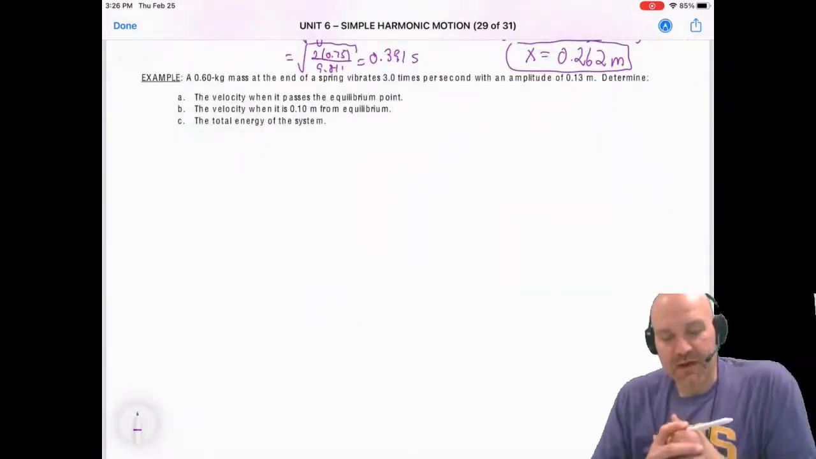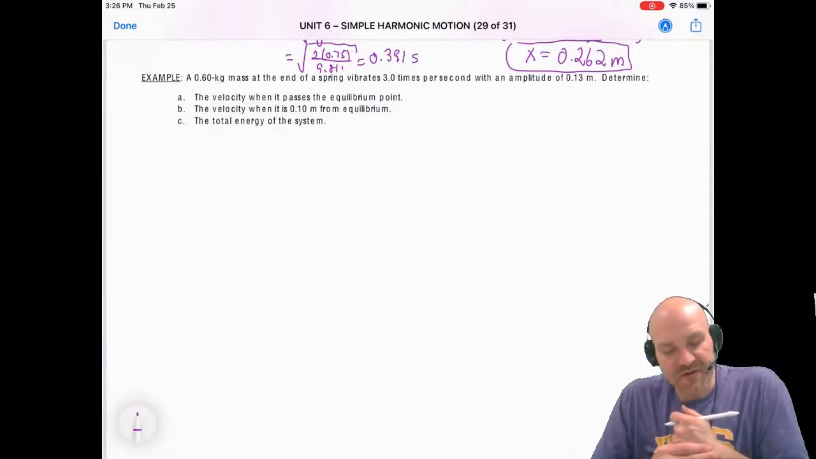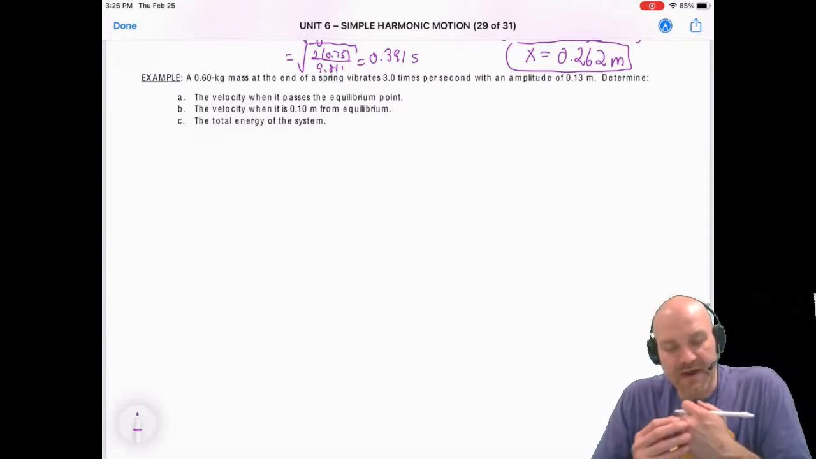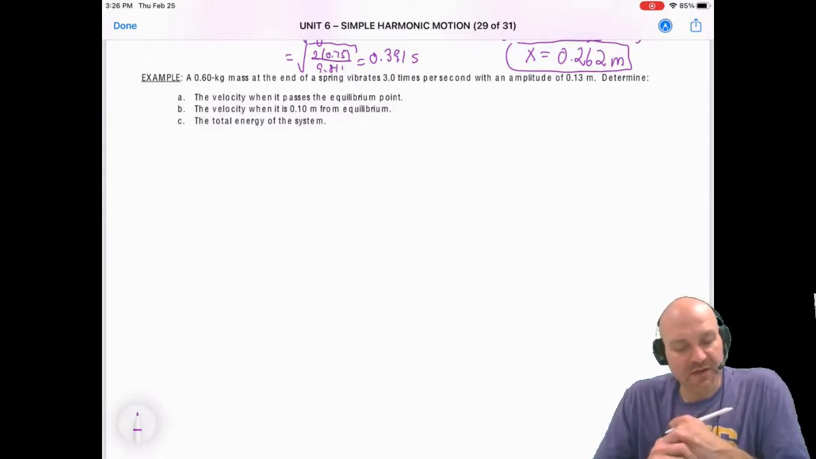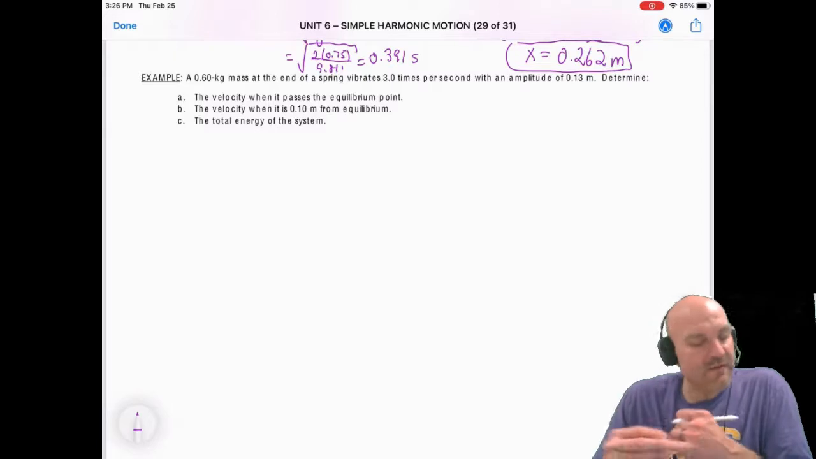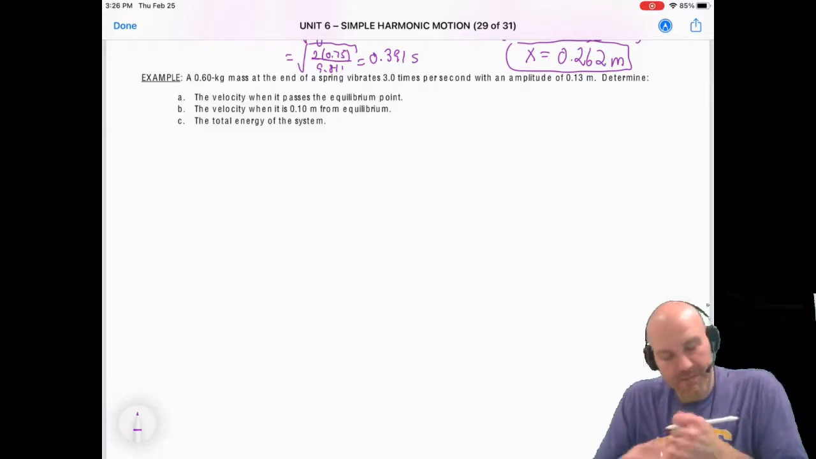Now in this one, we're going to look at a mass spring system. So this is a 0.600 kilogram mass. The end of the spring vibrates 3 times per second with an amplitude of 0.13 meters. Determine the velocity when it passes the equilibrium point, the velocity when it is 0.100 meters from equilibrium, and then the total energy of the system, okay?